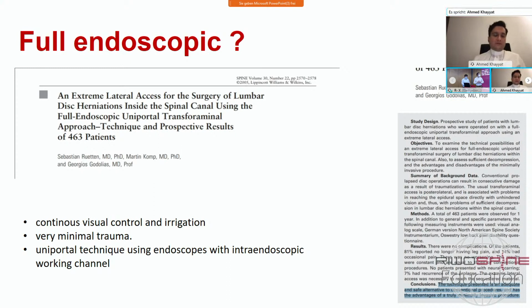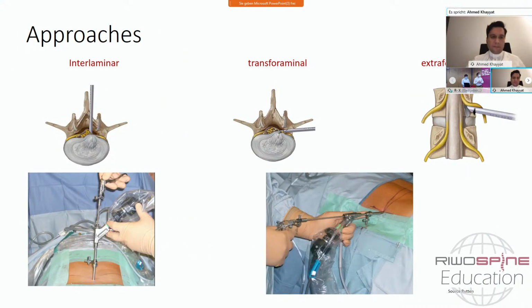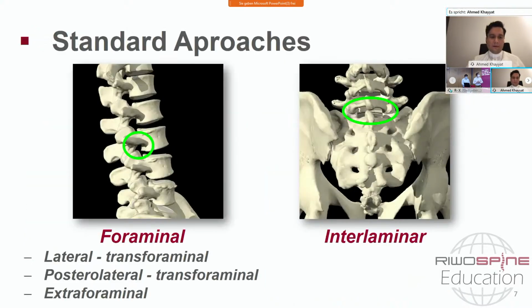What is full endoscopic surgery? Full endoscopic surgery is defined as a technique for the spinal canal and nerve structures using continuous irrigation and visual control, with a very minimal approach, the uniportal technique, using an endoscope with an intra-endoscopic working channel. We have different approaches: the classic dorsal interlaminar approach and the lateral transforaminal and extraforaminal approach. So the standard approaches: the interlaminar approach using the interlaminar window, and the lateral using the foraminal approach.